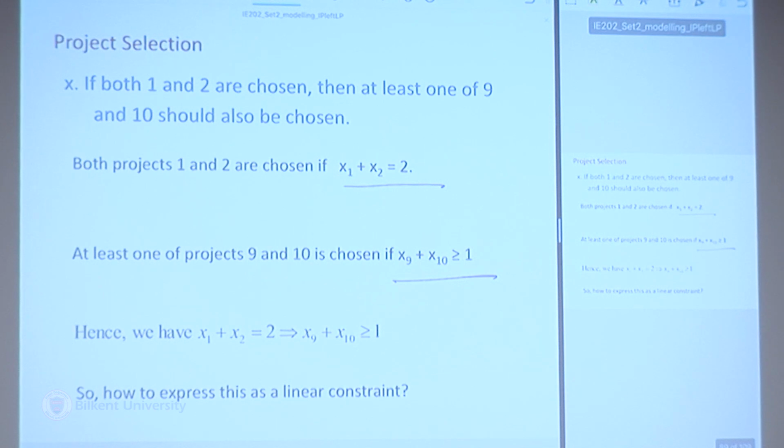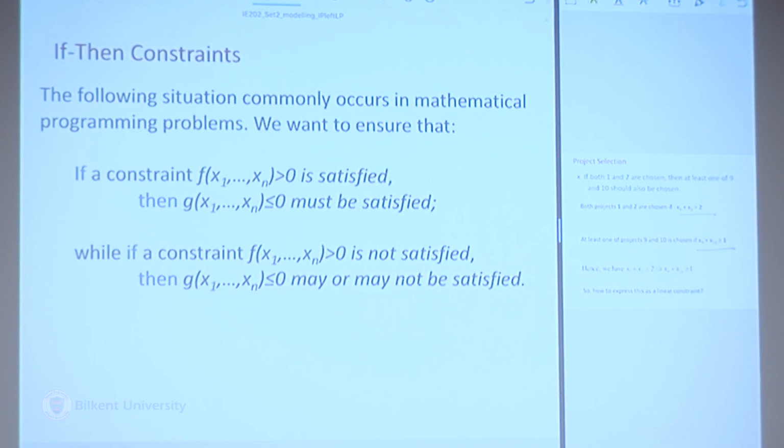And I have to write a linear constraint for that, right? Because we're in the LP domain. How do we do that? Well, requirement 9 was an example for a general situation that we refer to as either-or. And requirement 10 is what we call if-then. If this is happening, then this should also happen. If this is not happening, I don't know, and I don't care, again. So if this is happening, then I have to make sure that this is also happening.